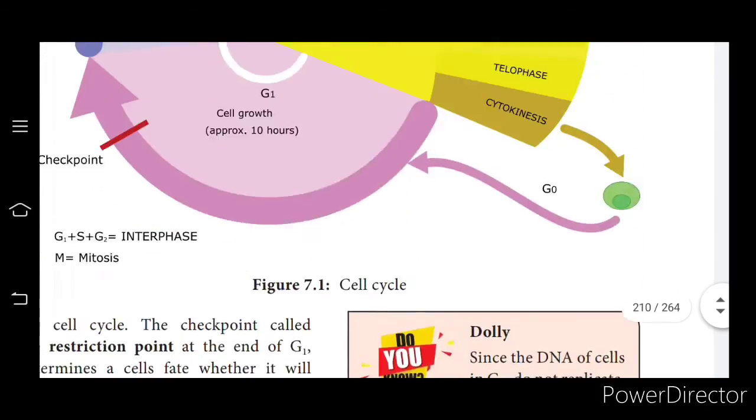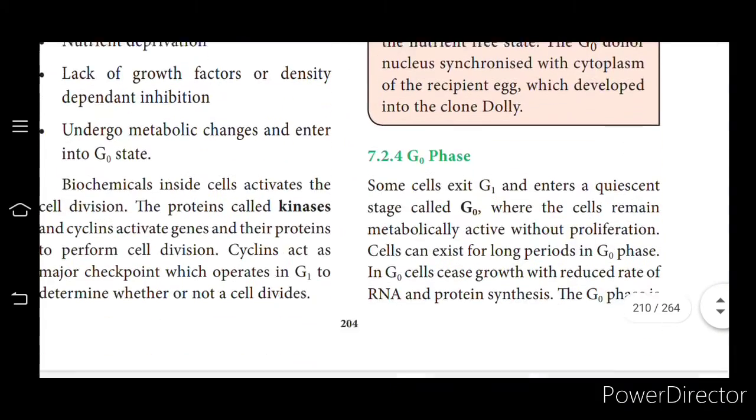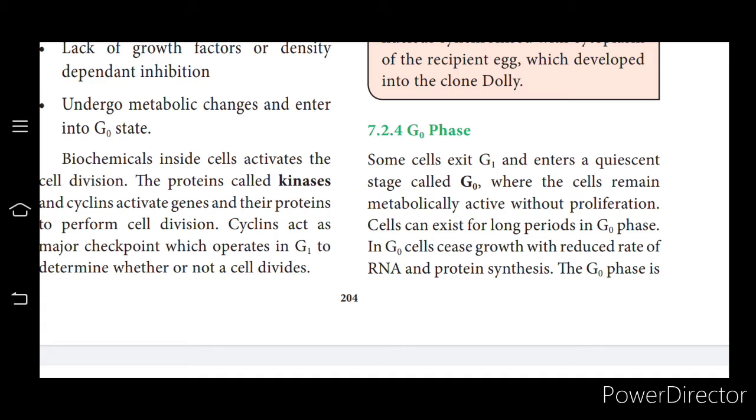Okay, so then we have the condition of the G0 phase. Some cells exit. They come out of the G1 phase and enter into the quiescent stage. It is called the G0 phase, where the cells remain metabolically active without proliferation. What is the meaning of proliferation? Cell division, increase in number, increase in quantity. That is what is called proliferation. Proliferation means increase in number, increase in quantity, or multiplication or division.